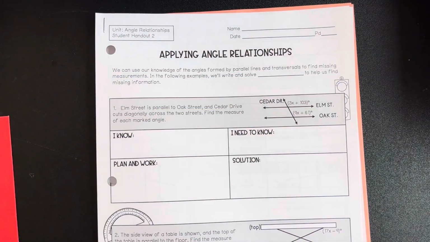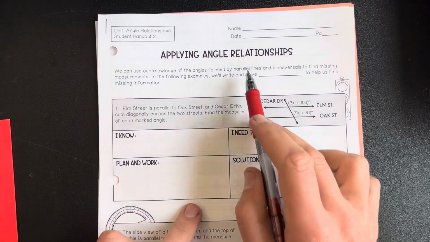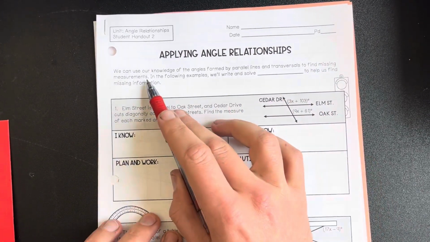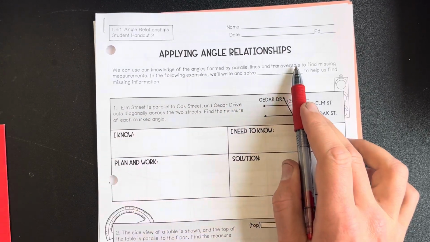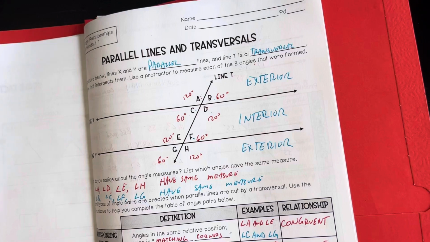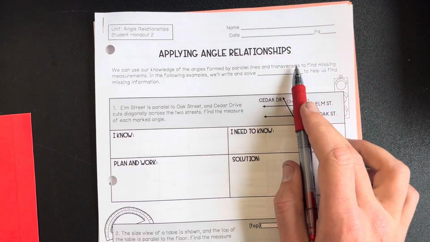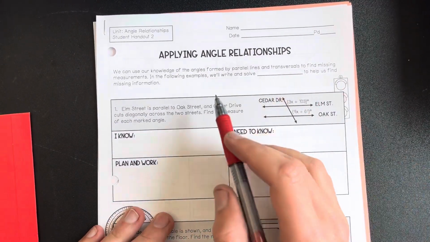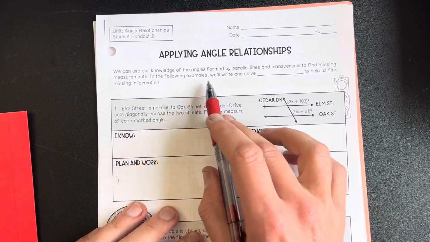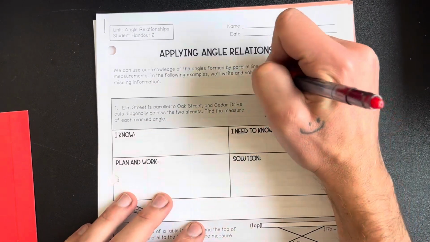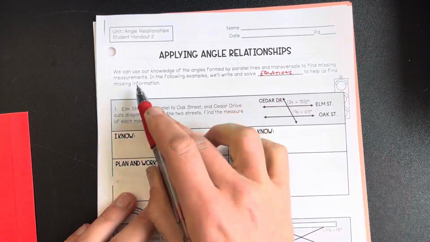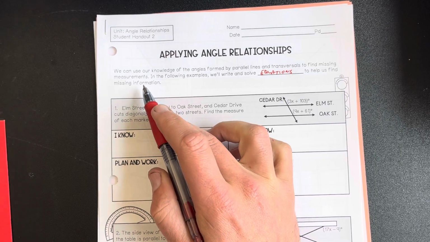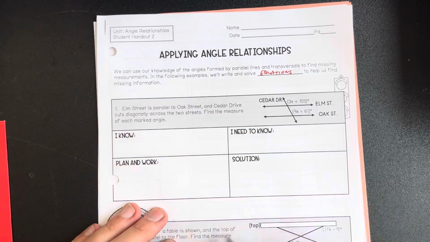Okay, let's get that off the screen. All right, applying angle relationships. We can use our knowledge of angles formed by parallel lines and transversals to find missing measurements. Well, what is our knowledge of the angles formed by parallel lines and transversals? It's that page I just showed you. Make sure you have this page in front of you. I don't need you memorizing that. Math class, not memorize class. In the following examples, we're going to write and solve some equations to help us find missing information. So here we go. We're going to blend in some algebra in the midst of our geometry class.